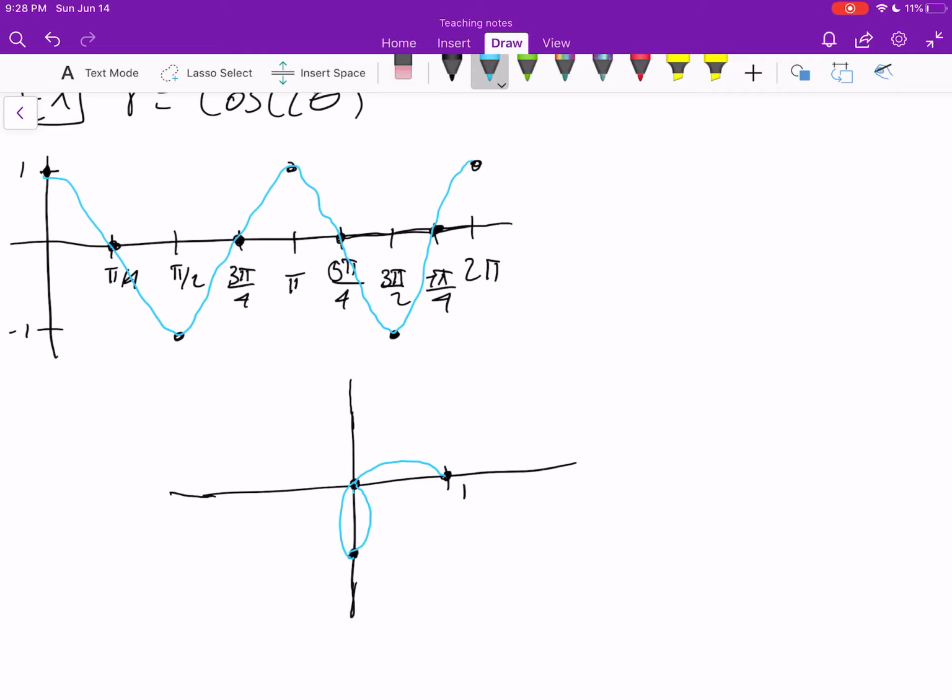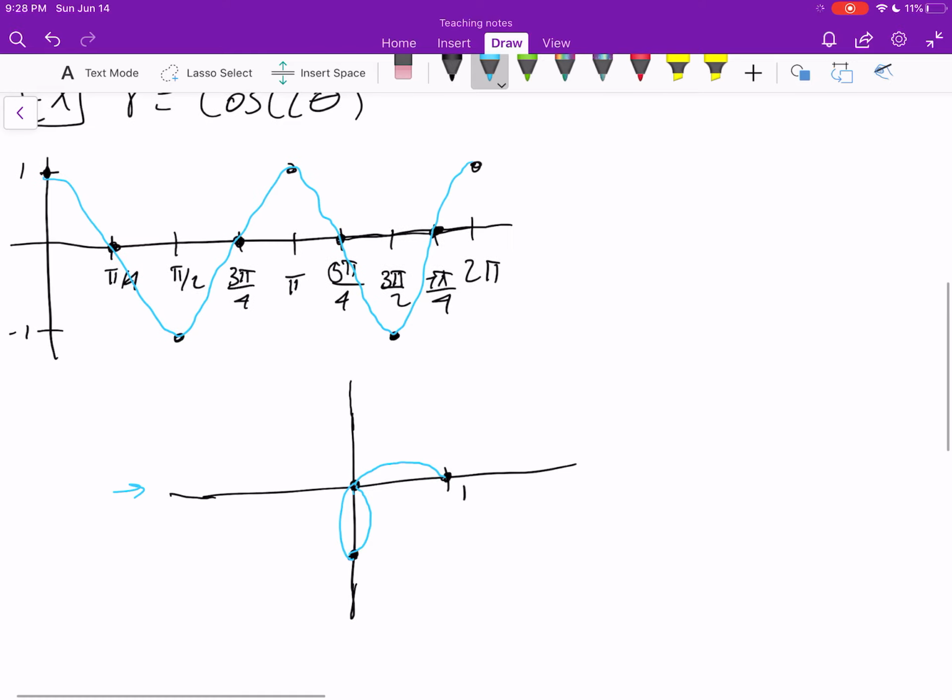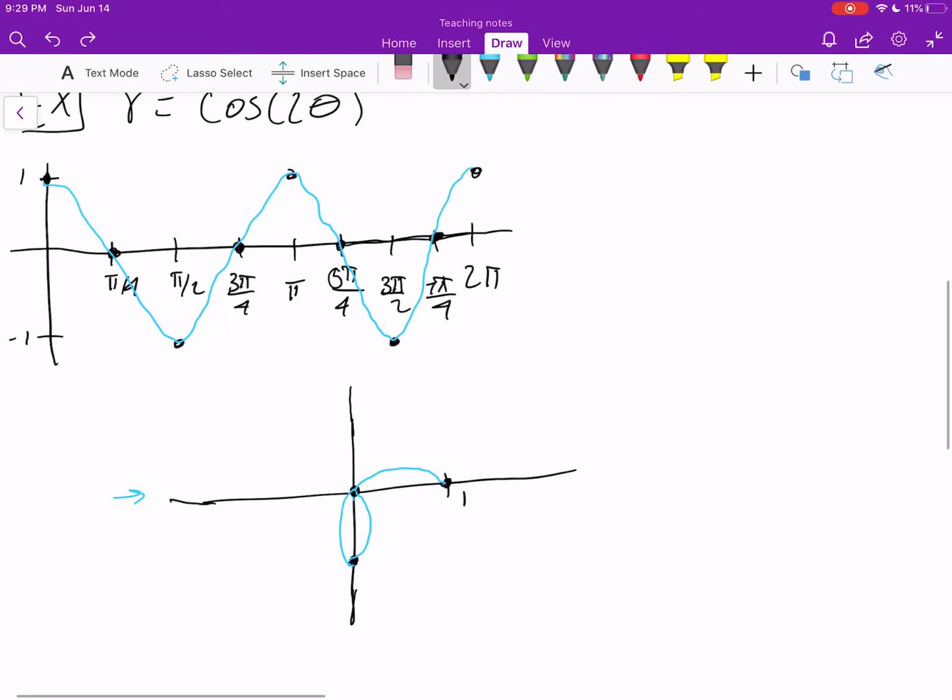From 3 pi over 4, I'm at the origin. At the angle pi, which is the negative y-axis, I'm at 1. So my next point here is at 1. Let me switch back to black to draw negative 1 here. And so going from 3 pi over 4 to pi, I go from a radius of 0 to 1. So that'll look like that.